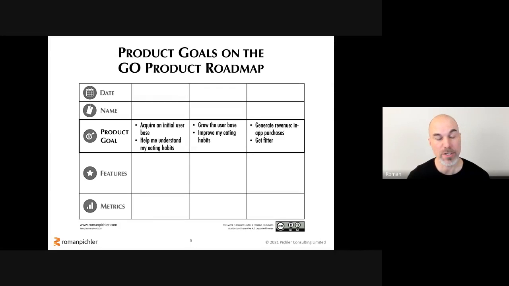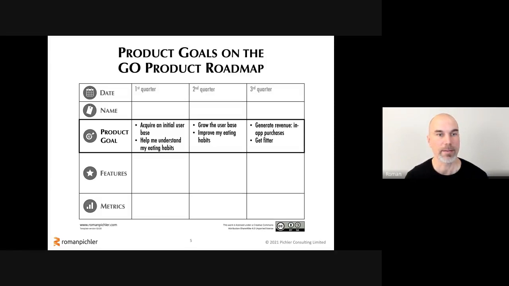I can't acquire an initial user base if I don't do a good job at helping the users understand their eating habits. Or to put it differently, if I'm able to help the users understand their eating habits, then surely that should allow me to acquire an initial user base. So if you prefer to work with singular or atomic product goals, that's perfectly cool. You could just focus on the business goals or on the user goals. Again, user and business goals should be closely connected.